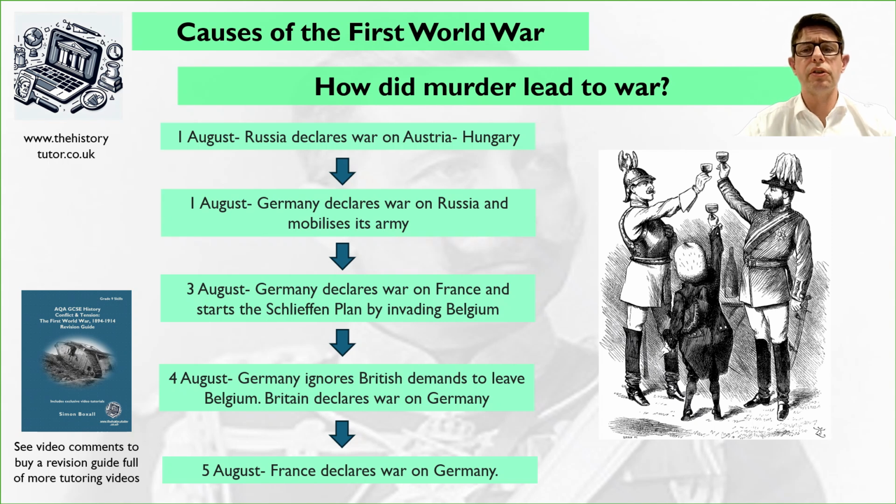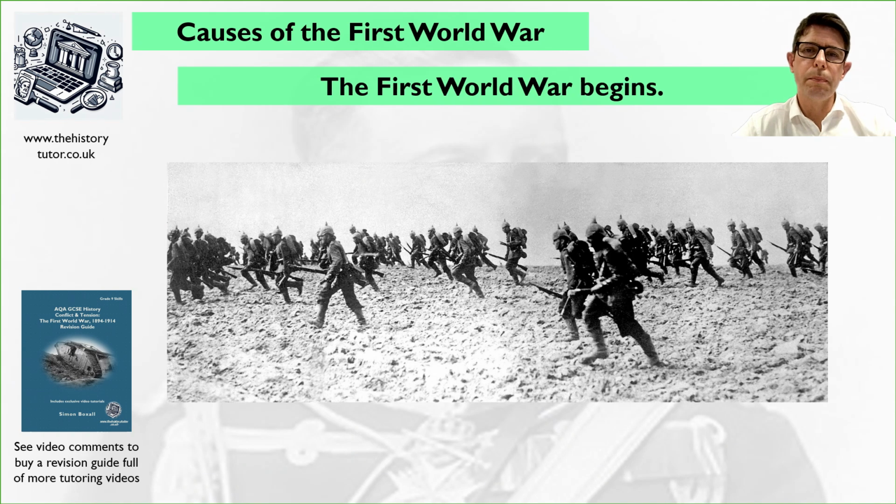1st of August, Russia declares war on Austria-Hungary. Then on the 1st of August, Germany responds under the alliance system and declares war on Russia and mobilises its army. Germany, knowing it's surrounded, declares war on France on the 3rd of August and invades France through Belgium using their Schlieffen Plan. More on that in other videos. And on the 4th of August, Germany ignores the British demand to leave Belgium, and they keep on invading through Belgium. Remember, Britain has an alliance with Belgium, so Britain declares war on Germany. And on the 5th of August, France declares war on Germany, also as, of course, Germany is starting to invade their land. Now, the First World War has begun.